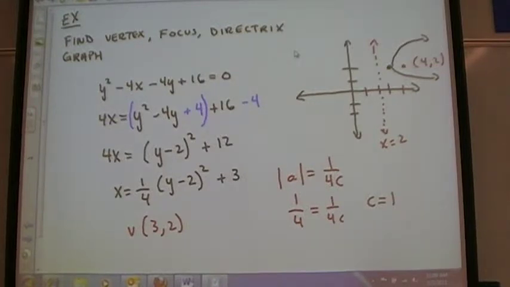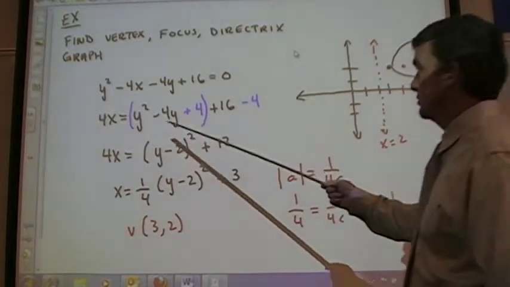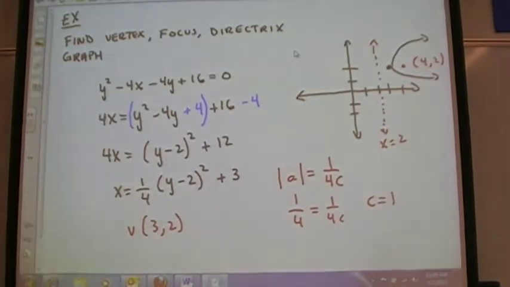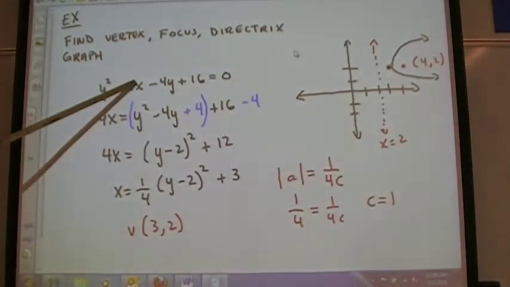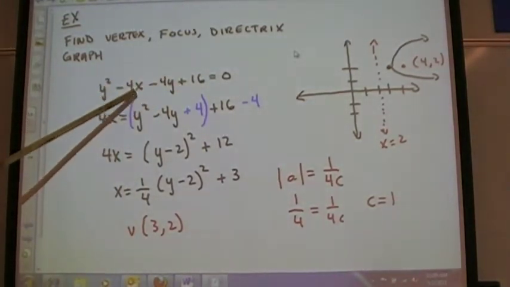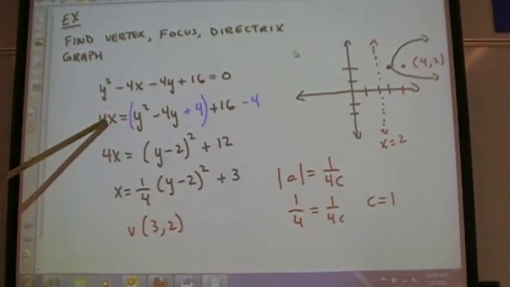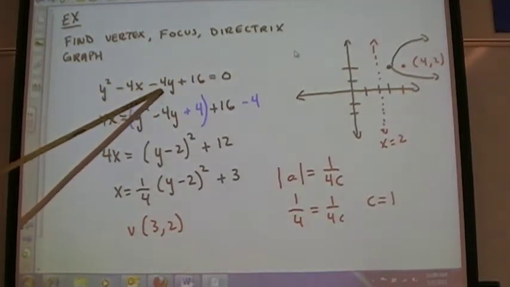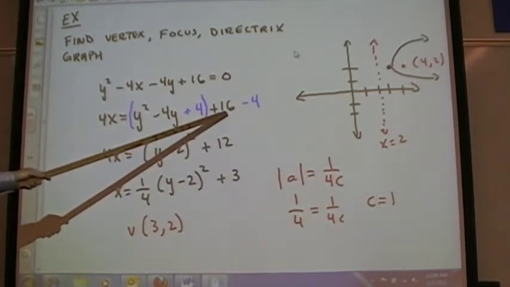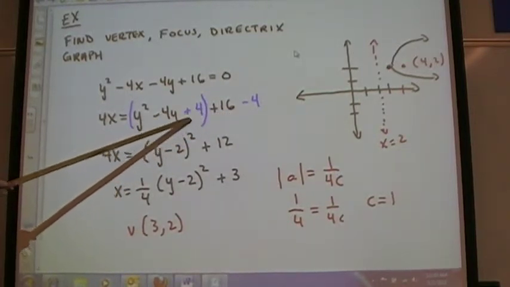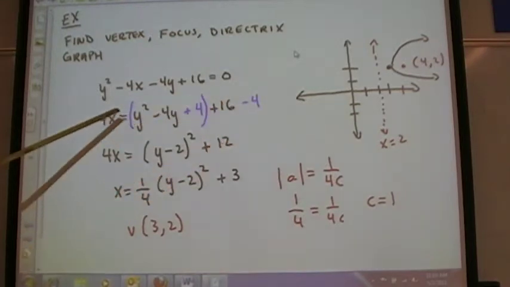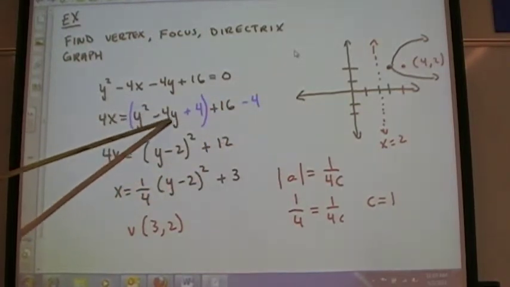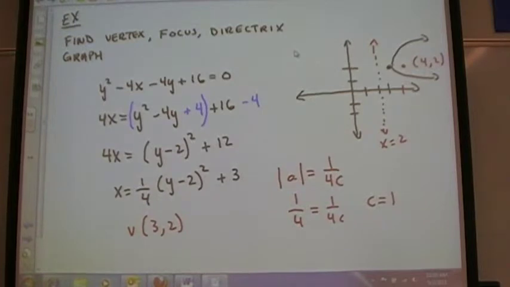We know, or we should know, that we want to solve for x in this case, for this parabola. It's going to be an x equals parabola, because x is by itself and then you've got a y squared. So we want to get the x to the other side of the equation. I added 4x to get 4x equals y squared minus 4y, and I separated the plus 16. So the blue right here was not originally there. So you should have 4x equals y squared minus 4y plus 16.